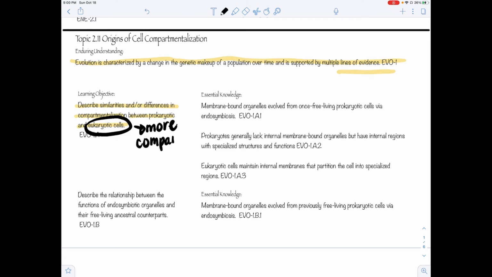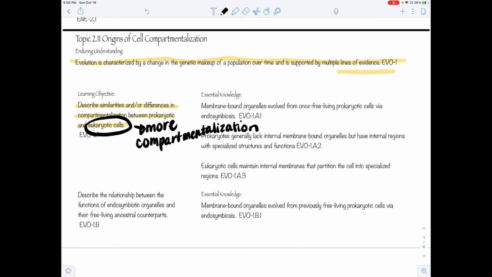within our eukaryotic cells because remember that your prokaryotic cells are much, much smaller. Eukaryotic cells are larger than prokaryotic cells, and a part of them being larger means that they really need that compartmentalization in order to complete all their functions.